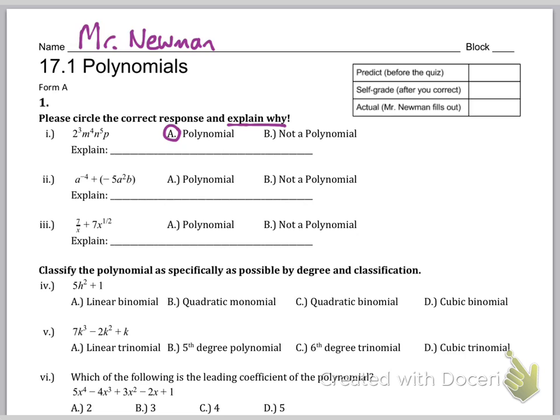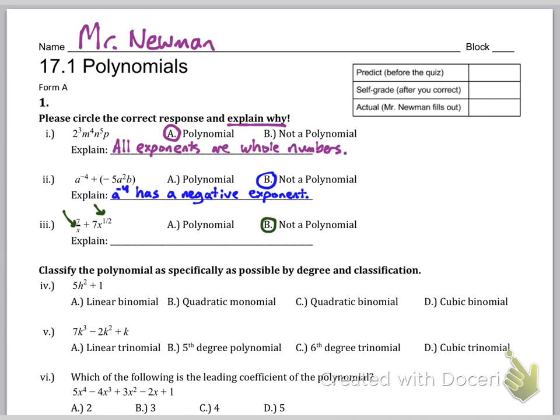We're asking, is this a polynomial or not? And the answer is yes, this first one, I, is a polynomial because all exponents are whole numbers. Notice 3, 4, 5, and p to the 1. Those are all whole numbers. Remember, whole numbers are positive integers. Then it is a polynomial. Number 2, it is not a polynomial because a to the negative 4th has a negative exponent. You can't have negative exponents in polynomials.